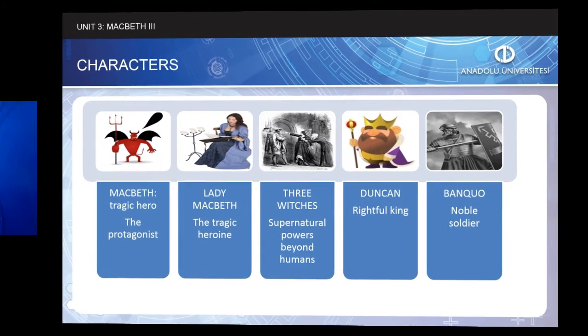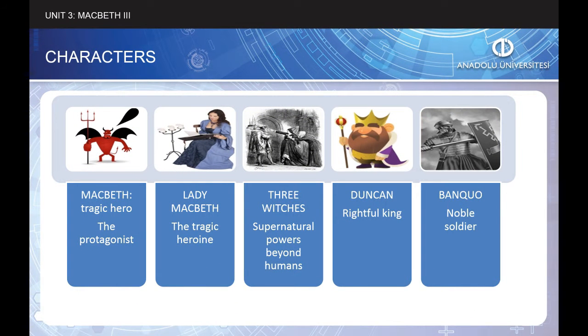The next one is Banquo. Banquo is presented as a noble soldier and he is also killed by Macbeth because he is thought of as a kind of threat to Macbeth's being the king.